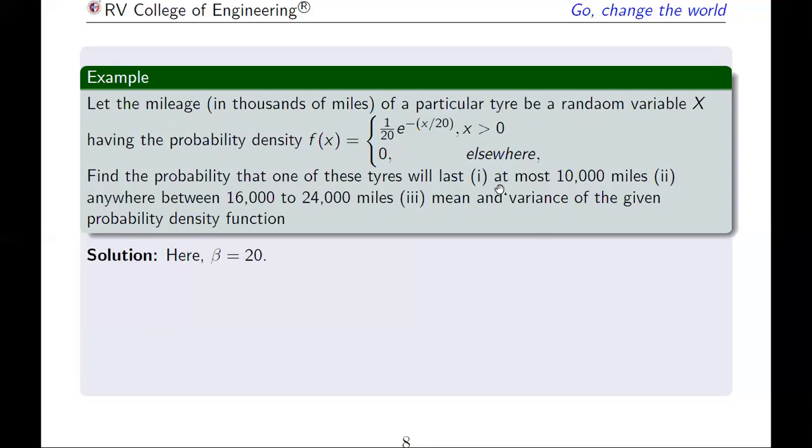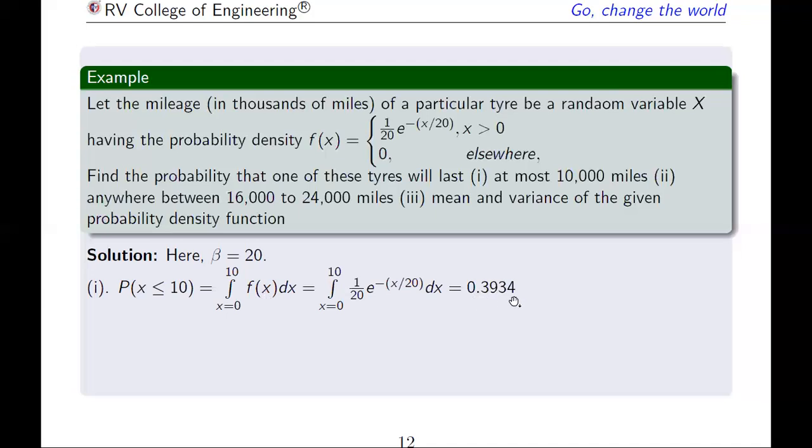In order to tackle the first subdivision, here we need to find the probability that one of these tires will last at most 10,000 miles. That is the probability of finding x less than or equal to 10,000. In order to simplify the process of integration, we consider this as the probability of x less than or equal to 10. And proceeding, we have the integral from 0 to 10 of f of x dx. By substituting f of x and integrating, we get the answer as this.